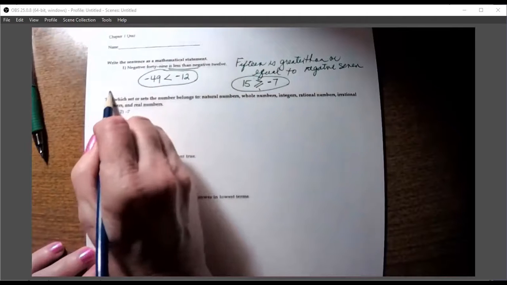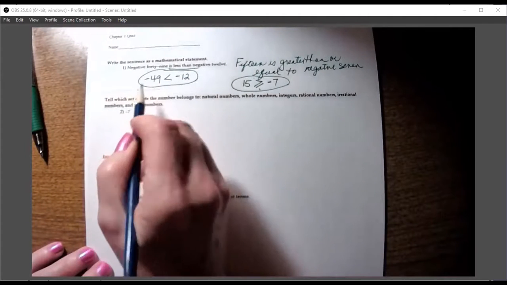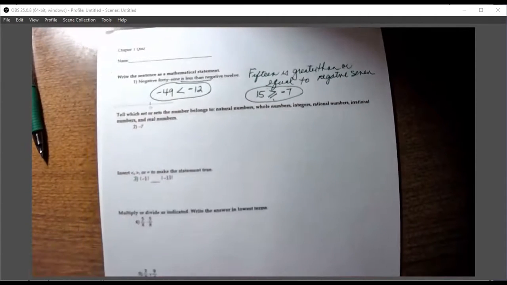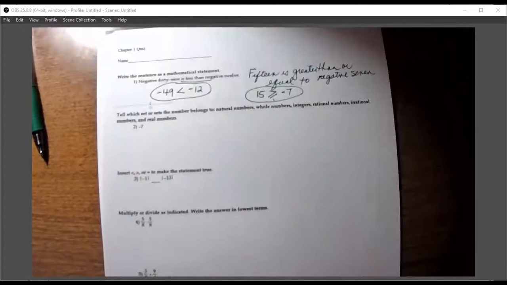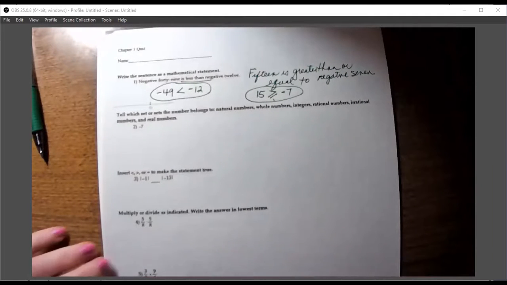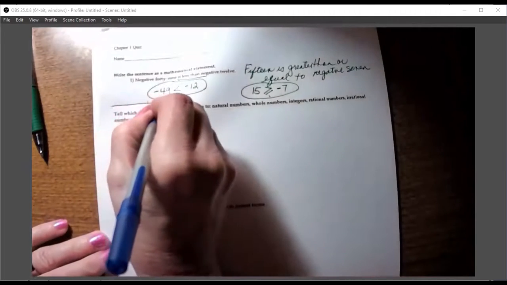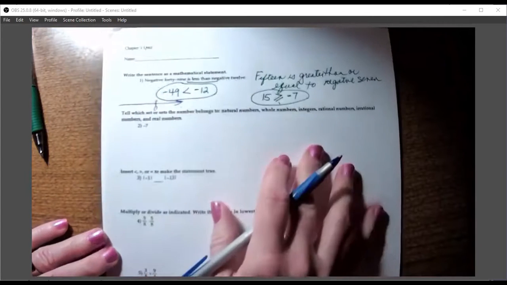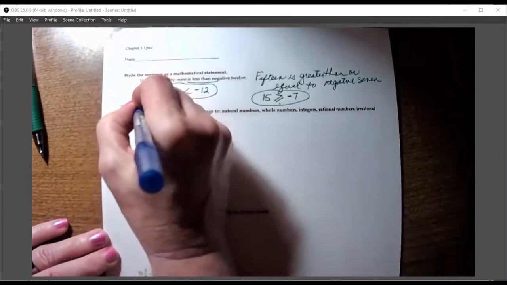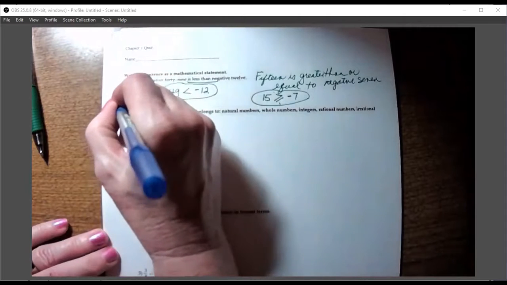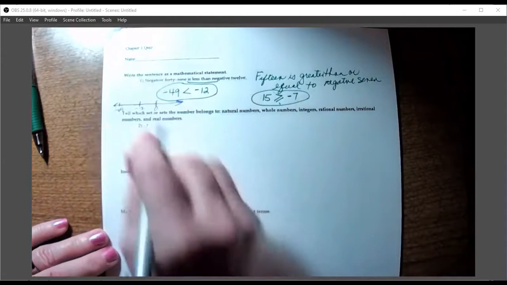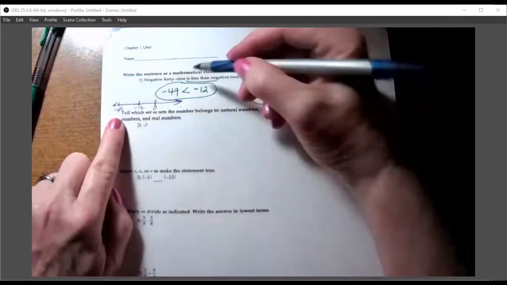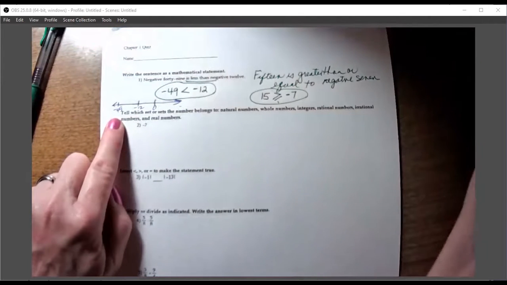If we were to draw a number line and here is 0, let me pick something that's darker. Here's 0, and here's all of our positive numbers, here's negative 12, and somewhere down here is negative 49. The numbers to the left are the smaller numbers. That's why the arrow is pointing to the smaller numbers.